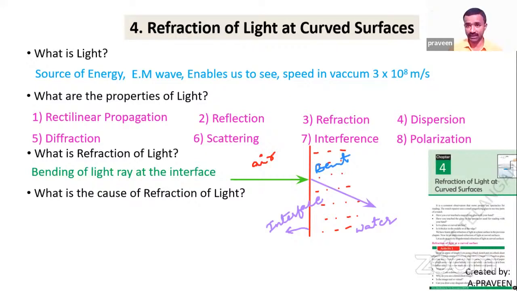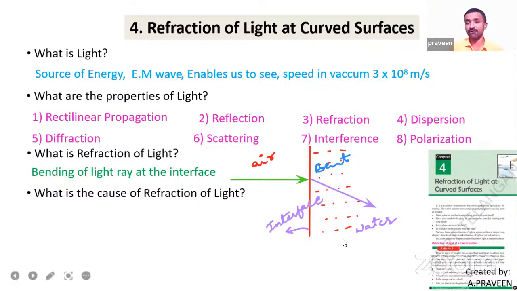Why does the light ray show this phenomenon of bending at the interface? There are simple reasons. One is according to Fermat's principle, which we learned in 8th class: light always chooses the least time taking path. Why does it change its direction to take the least time path? Why is it choosing the least time taking path? Because there is a change in the speed of light.